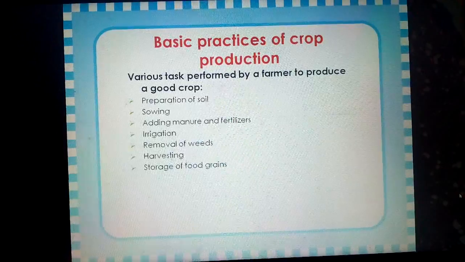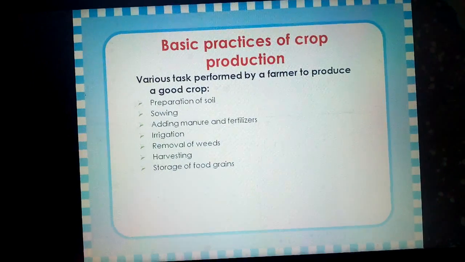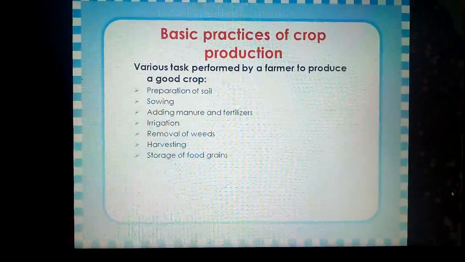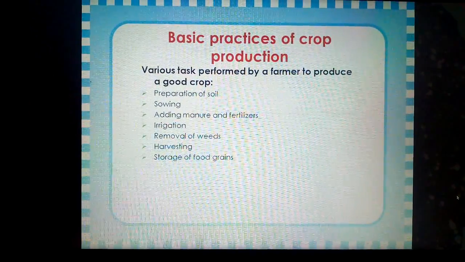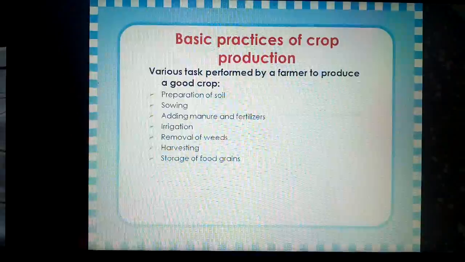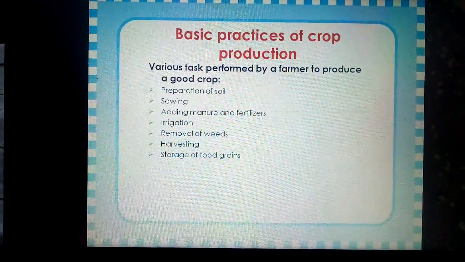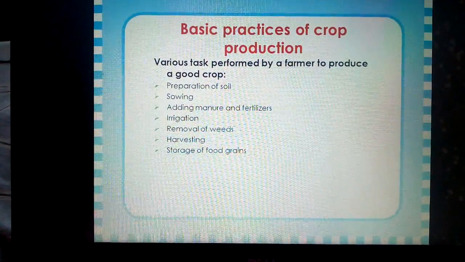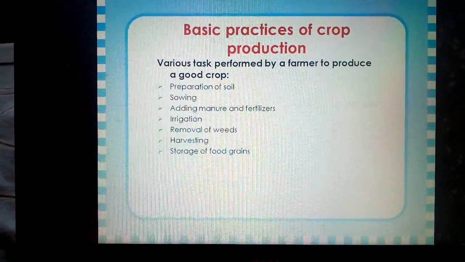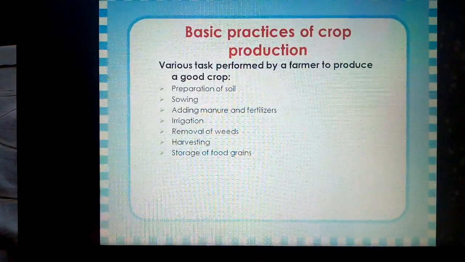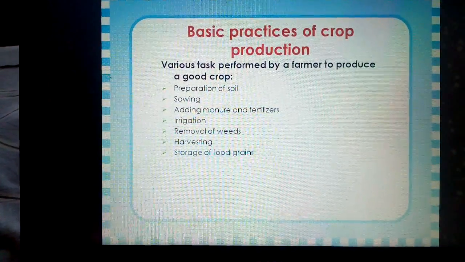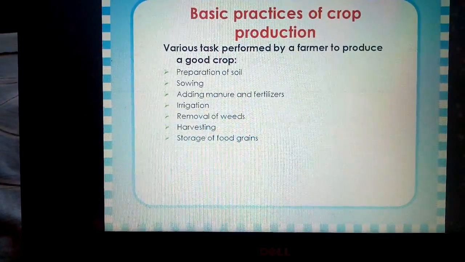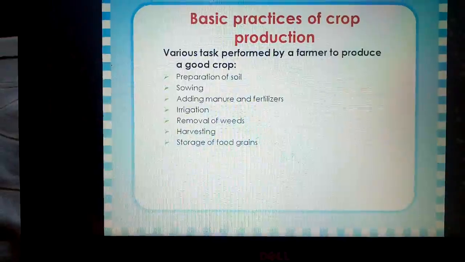Next, our topic will be the basic practices of crop production. What are the things that are needed for crop production? You must have seen somewhere in the field, or in some videos or films, how farmers work so hard in their field. So what are the things they need to do in their field so that they can get proper crop production? There are basic steps for crop production.